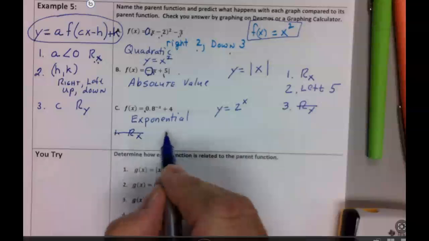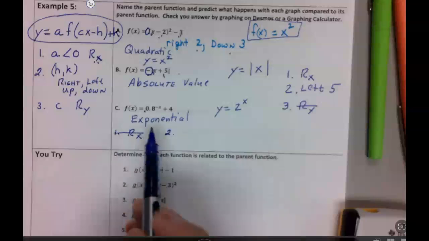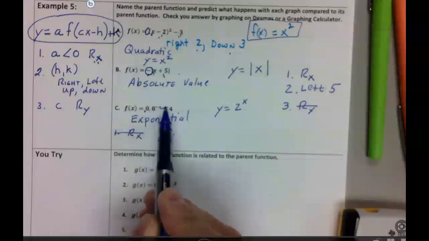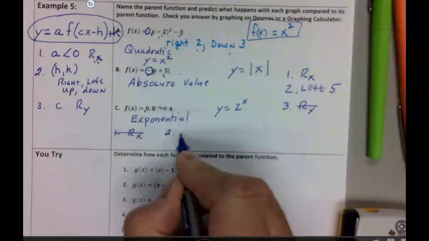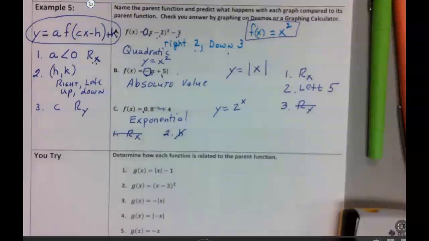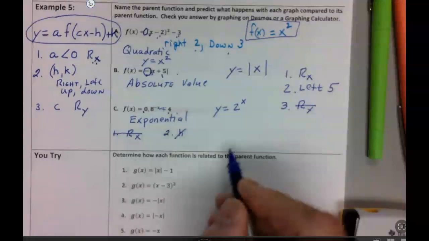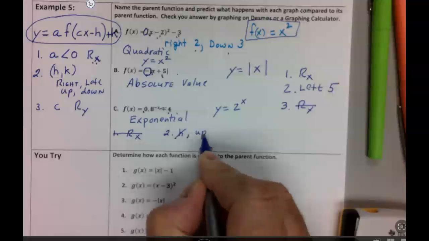Number 2, is there anything inside with this x here, like x minus 5 or plus? There's not anything subtracting or adding to the x, is there? Okay. So there's no h, so that means there's no shifting right or left. But what about here? Is there a k? Yes, so I'm going to go up 4, correct?